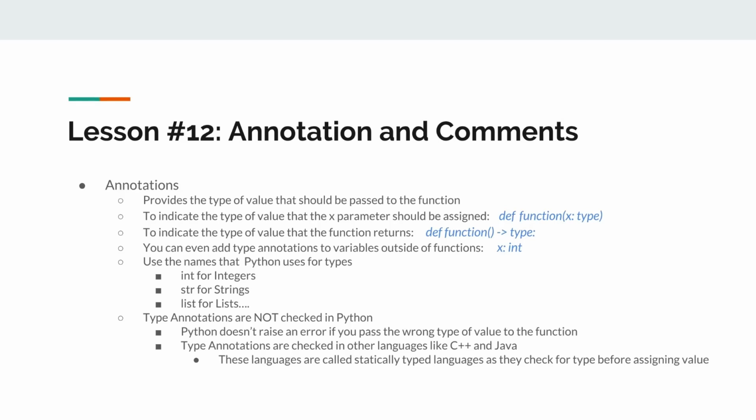However, I do want to point out that type annotations are not checked in Python, like they are in Java or C++. Python would not raise an error if the wrong type of value was passed to a function, but other languages would. C++ and Java are called statically typed languages for this reason, as they check for type of value before assigning it to a variable.